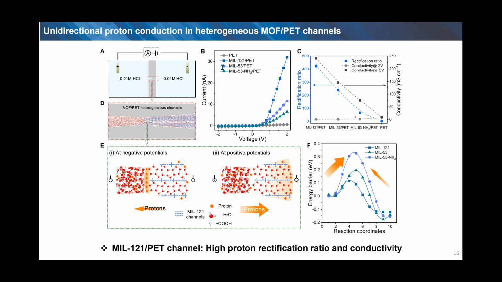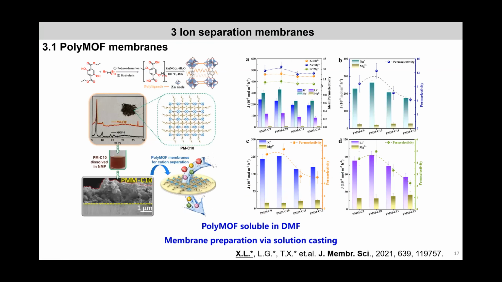So previously, we studied the ion transport mechanisms in sub-1 nanometer MOF channels. In this part, some examples of membranes for ion separation will be introduced. The first one is the polyMOF membrane. As we know, MOF particles lack solution processability, making it difficult to prepare a defect-free MOF membrane. So the polyMOF is prepared by using an oligomer to coordinate with metal nodes, and the obtained polyMOF is soluble in the solvent DMF. The membrane can be prepared via solution casting.